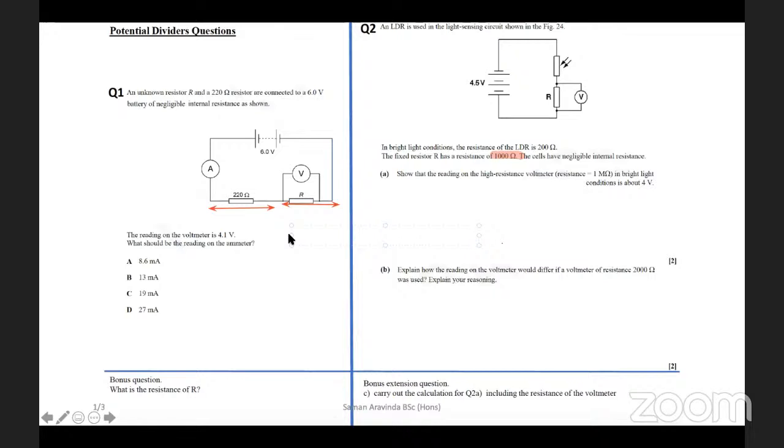Simply, R2 over 220 is equal to 4.1 over the potential difference across 220, which is 1.9. When you solve this ratio, we get R as 479.75. That can be used in the total resistance of 1, and we can find the current as 8.6 milliamperes.